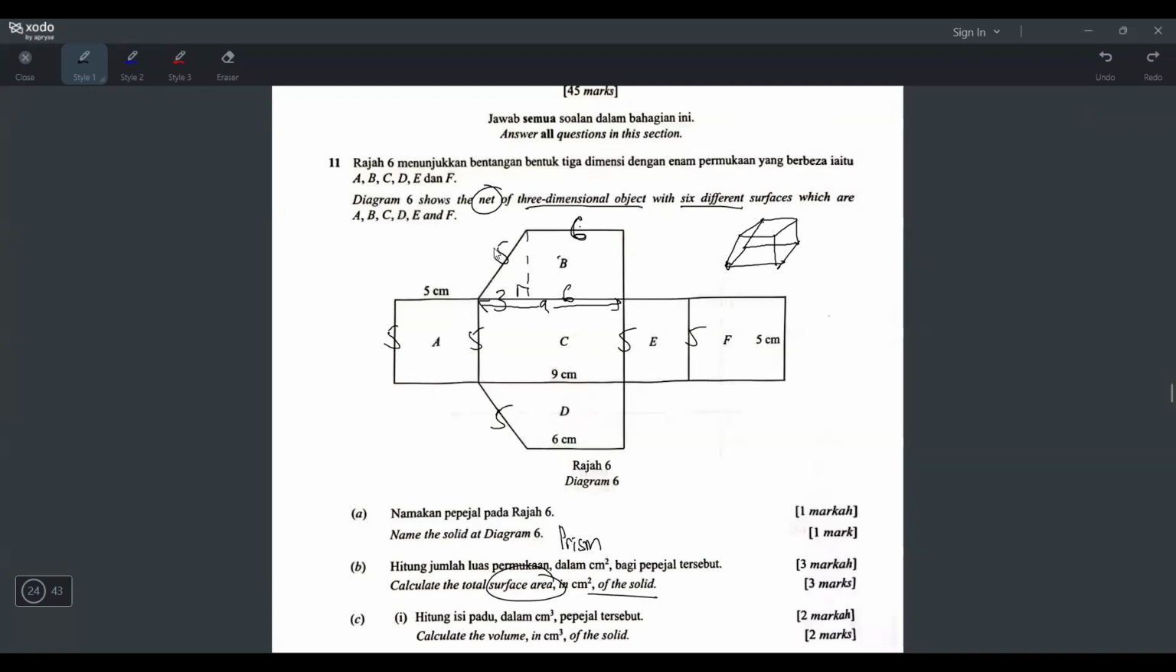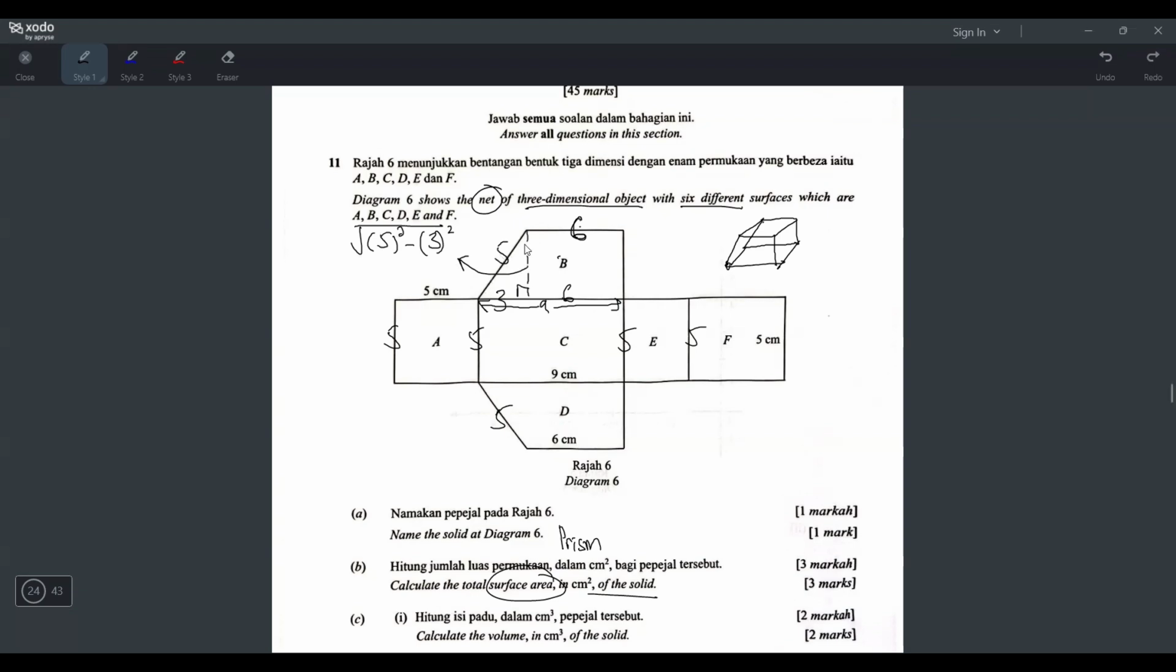We use Pythagoras theorem. So I will just put an arrow like this, and then use Pythagoras theorem. Square root, bracket, square, minus. Okay, let's write down the numbers first. 5 square minus 3 square. Okay, why minus? It is because when you are not finding the hypotenuse, you will always minus. Okay, you will only plus when you are finding the hypotenuse, the side paling panjang.